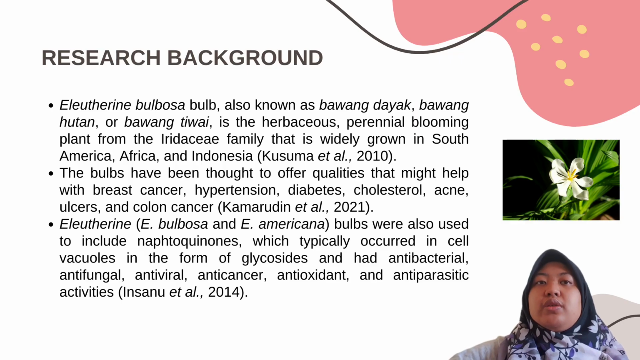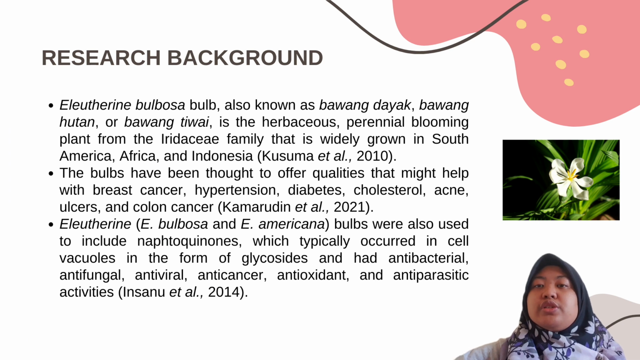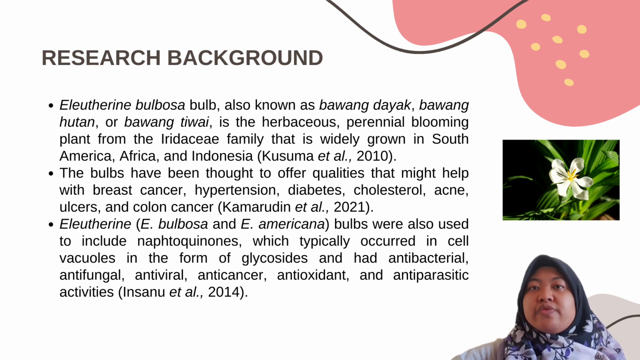On my research background, Eleutherine bulbosa, also known as Bawang Dayak, Bawang Hutan or Bawang Tiwai, is a herbaceous perennial blooming plant from the Iridaceae family that is widely grown in South America, Africa and Indonesia. Eleutherine americana, Eleutherine palmifolia, and Eleutherine platyfolia are some of the scientific names that are used interchangeably depending on the locale.